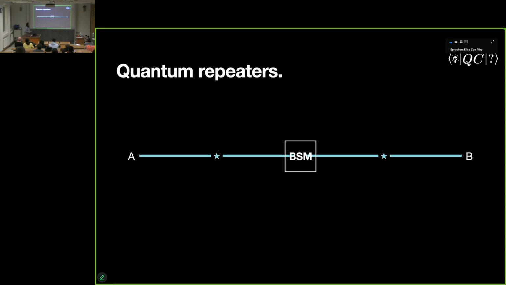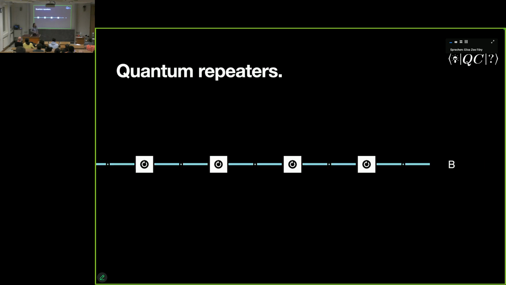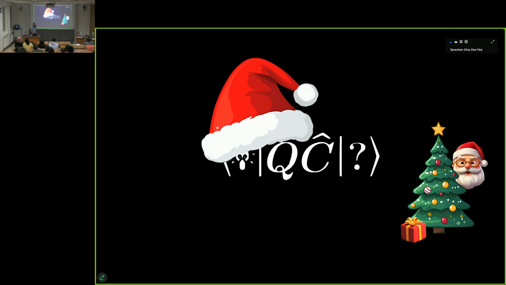And so then, if we know the result of the Bell state measurement in the repeater, we basically share an entangled state between A and B, just with a step in the middle. And so if we do this in an application, this is basically a quantum repeater. And if we do this many, many times, then you can cover quite a lot of distance with shorter segments, like in the case of the classical repeater. And so if we could do this in real life, Christmas would be saved.